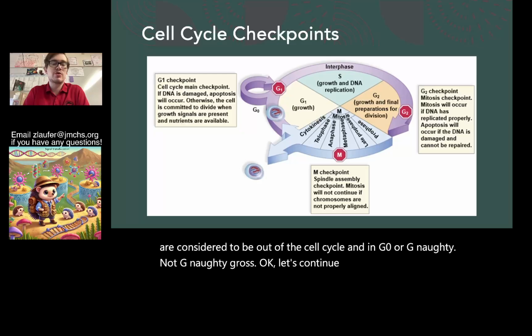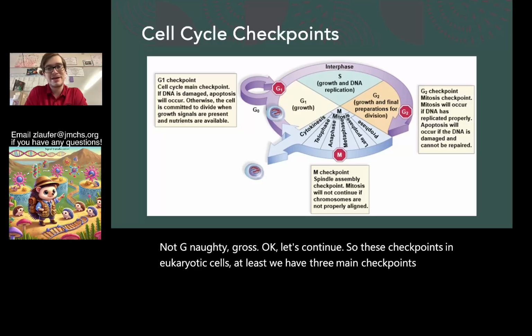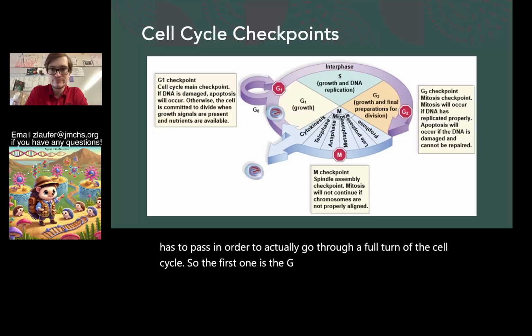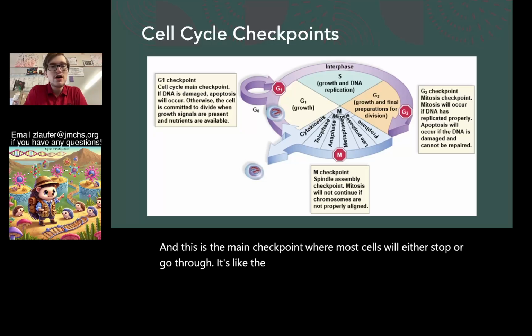So these checkpoints. In eukaryotic cells, at least, we have three main checkpoints that a cell has to pass in order to actually go through a full turn of the cell cycle. So the first one is the G1, and this is the main checkpoint where most cells will either stop or go through. It's like the most critical one.